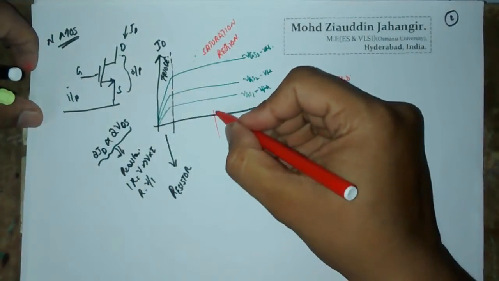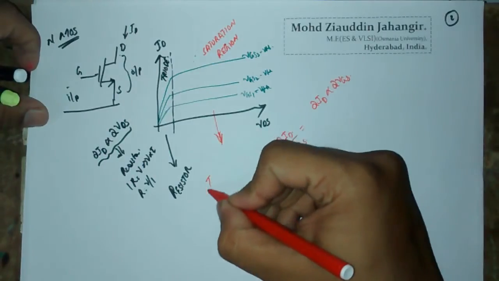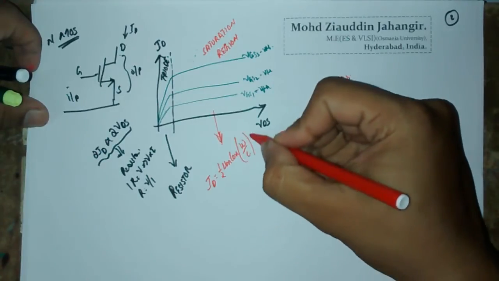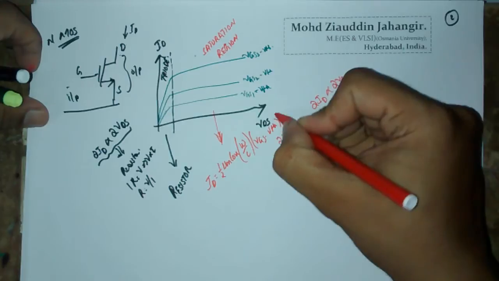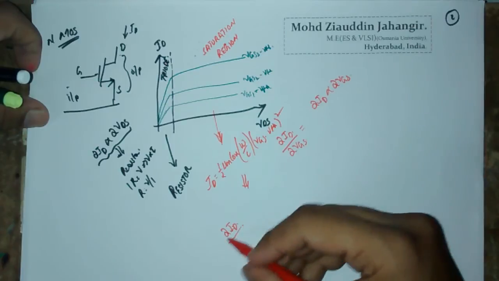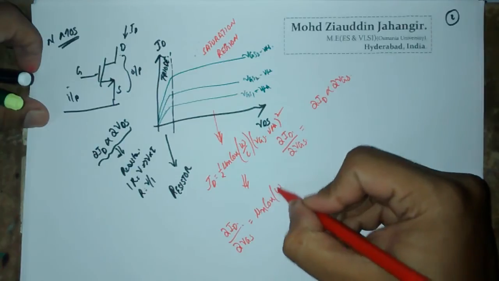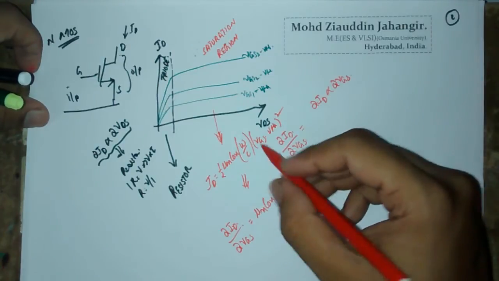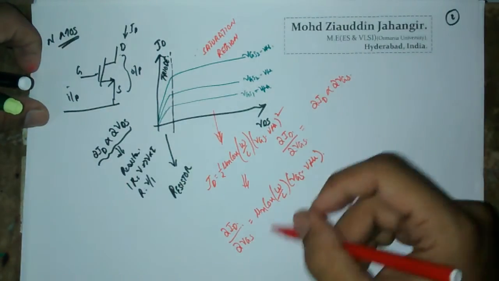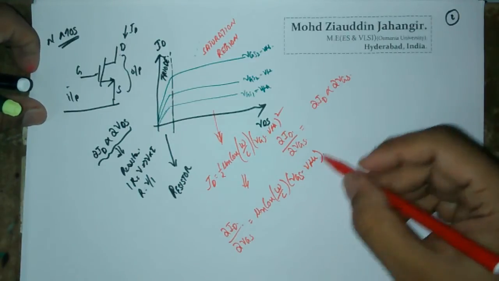In this region the relation between current and VGS is given by the equation ID equals 1 by 2 UN COX W by L (VGS minus VTH) whole square. Suppose from this equation I want to calculate the rate of change of ID with VGS, dou ID by dou VGS. I get UN COX W by L, the 2 comes out and cancels with the half, times (VGS minus VTH). So dou ID by dou VGS gives you this value.